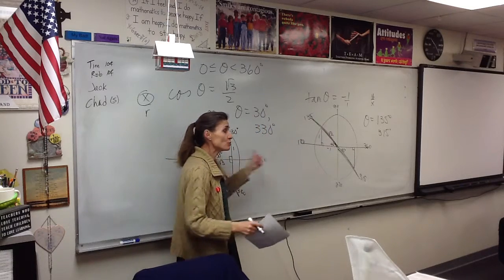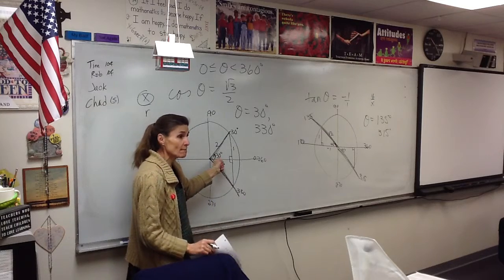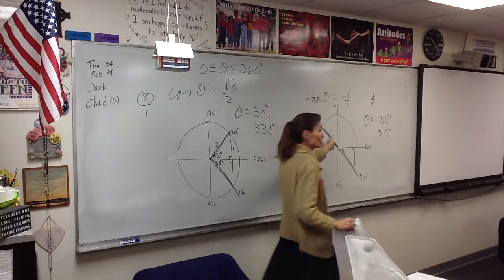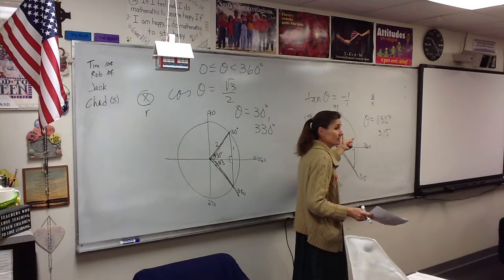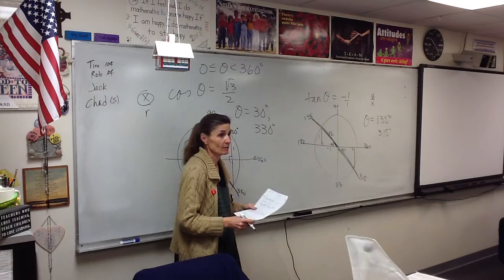If I ask you to do this, kids, the triangle is either going to be a 1, 2, root 3 triangle, or it's going to be a 1, 1, root 2 triangle. It has to be. They're the only ones you know by heart. Otherwise, I have to give you a calculator.